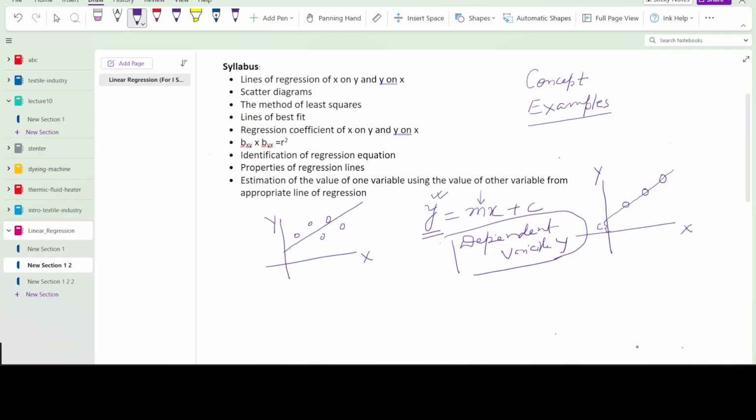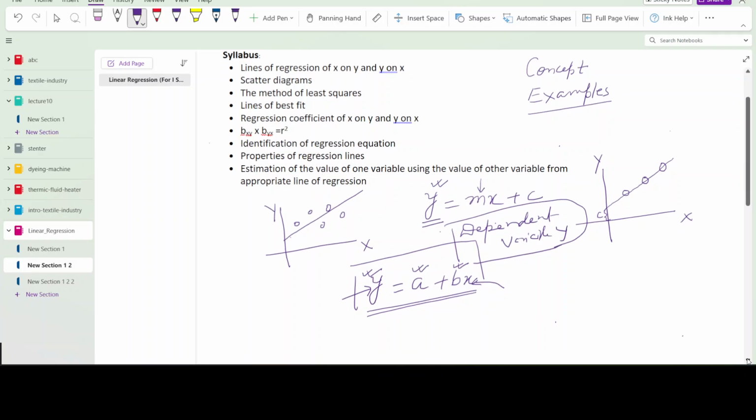For the sake of completeness and taking care of your syllabus, we will use y is equal to a plus bx as the equation for a straight line, where a is the intercept and b is the slope. Y here in this equation will be the dependent variable and x will be the independent variable.